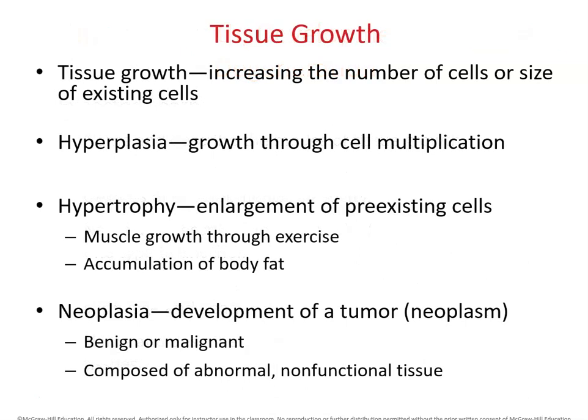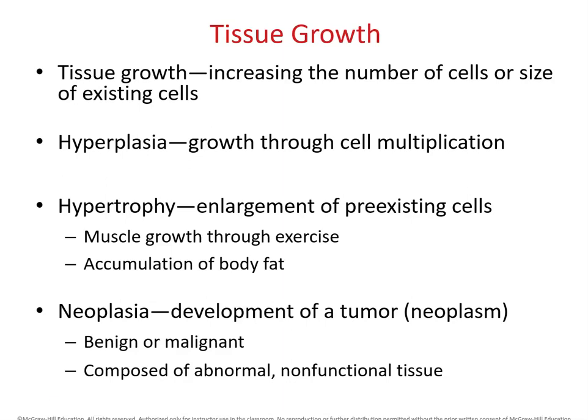Tissue growth can happen in two ways. We can have hyperplasia, which is when the number of cells increases, and we can have hypertrophy, which is when the same number of cells is there, but the cells increase in size. So hyperplasia is an increase in cell number, and hypertrophy is an increase in cell size.